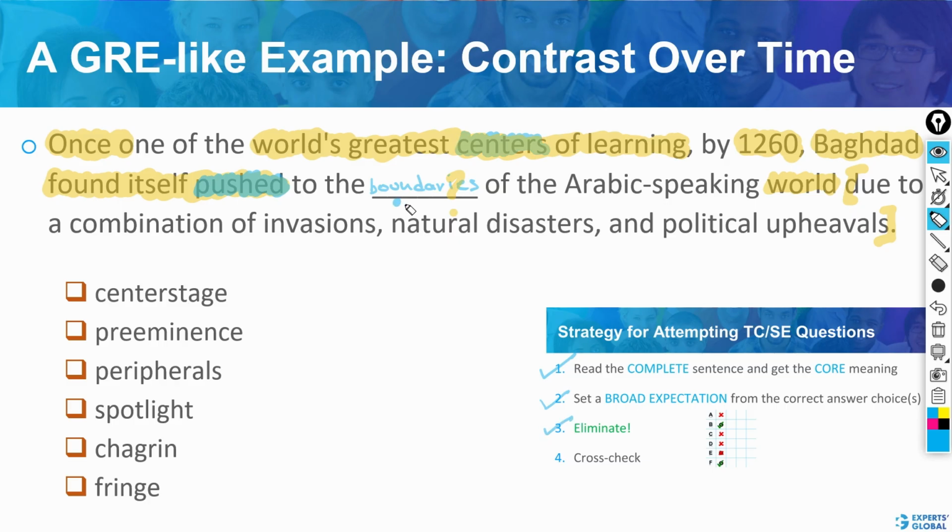Through this word, boundaries, we are trying to suggest confinement, and therefore words such as center stage and spotlight are just not going to fit, nor would a word like preeminence. Chagrin means embarrassment, that does not fit this context. Peripherals and fringe very well match our broad expectation, which is on the lines of boundaries.